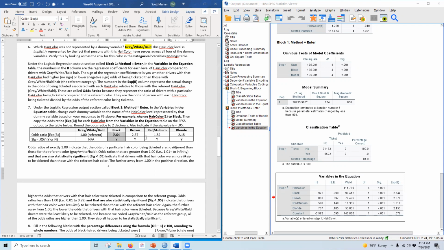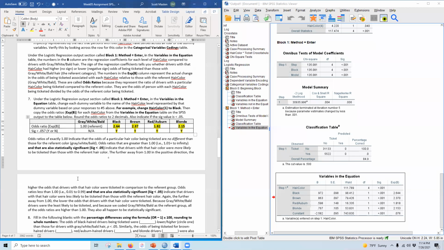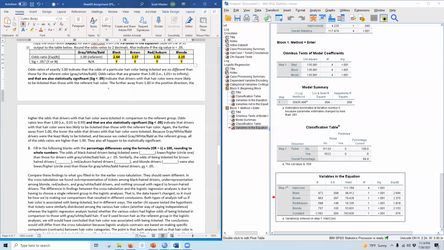So every single one of these hair colors had higher odds of crashing, right? Because these odds ratios are greater than 1 and significant than those who are gray, white, bald. So yeah, everyone, and again, this is probably old people, right? So younger people have higher odds of crashing than gray, white, bald-headed people. That's what this tells us. So let's do number 8.